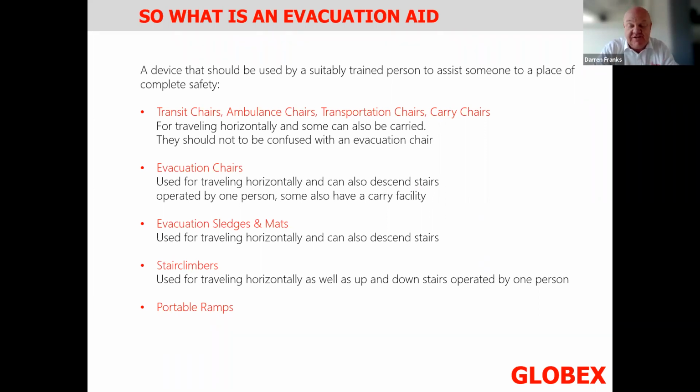So again, it comes back to the training and understanding. The fact is, you've still got to get people out, so it may be that you need something like a battery operated stair climber, which from our point, they're often used also with lift breakdowns as a backup there as well, which we'll move on to in a while. And also finally, portable ramps. You know, it may be you don't need any evacuation aids.